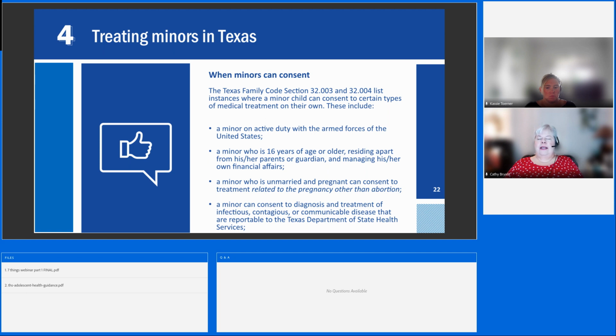I think this one's a bit tricky for practices because you're going to have to be able to establish that, yes, they're living apart from their parent, and secondly, they're managing their own financial affairs. A minor who's unmarried and pregnant can consent to treatment related to the pregnancy other than abortion, and a minor can consent to the diagnosis and treatment of infectious, contagious, or communicable diseases that are reportable to the Texas Department of State Health Services.